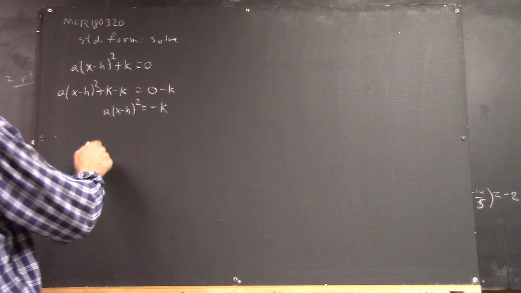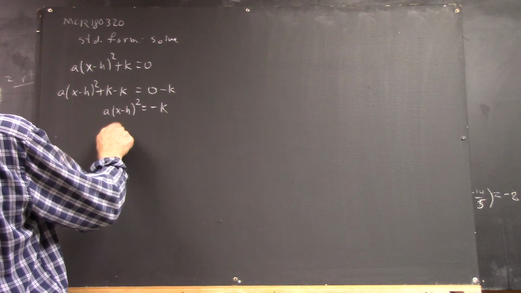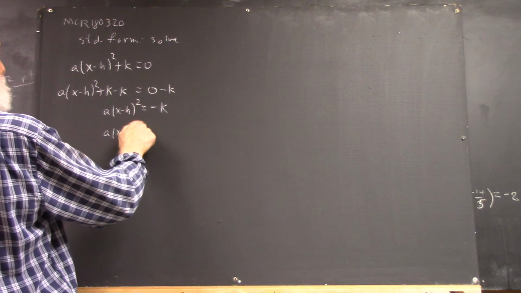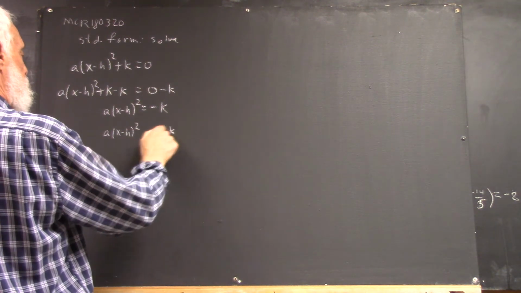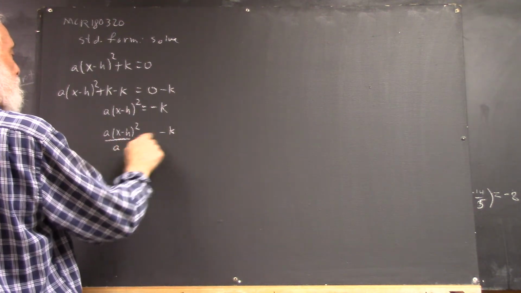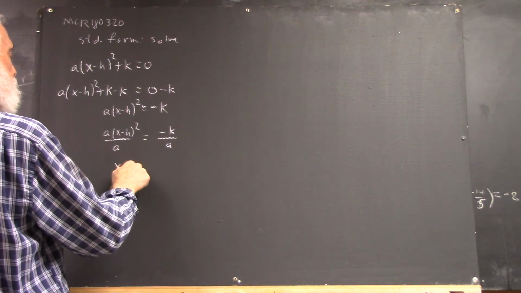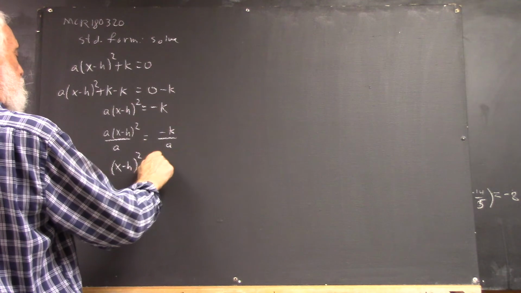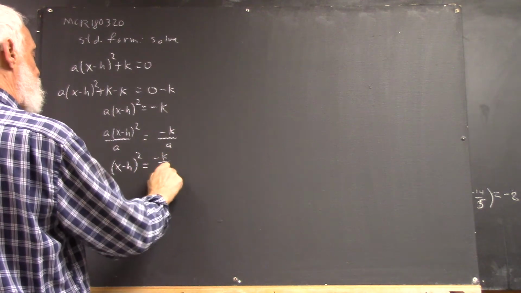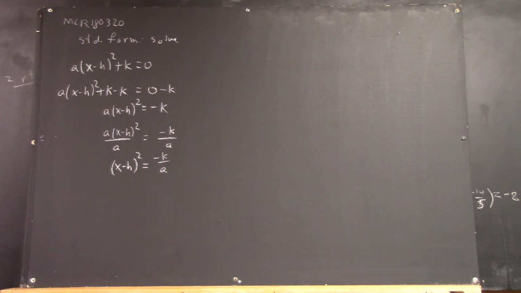Very good. So now we divide by a, we divide by a, so that x minus h squared equals negative k over a. And now what do we do? Square root. Okay.